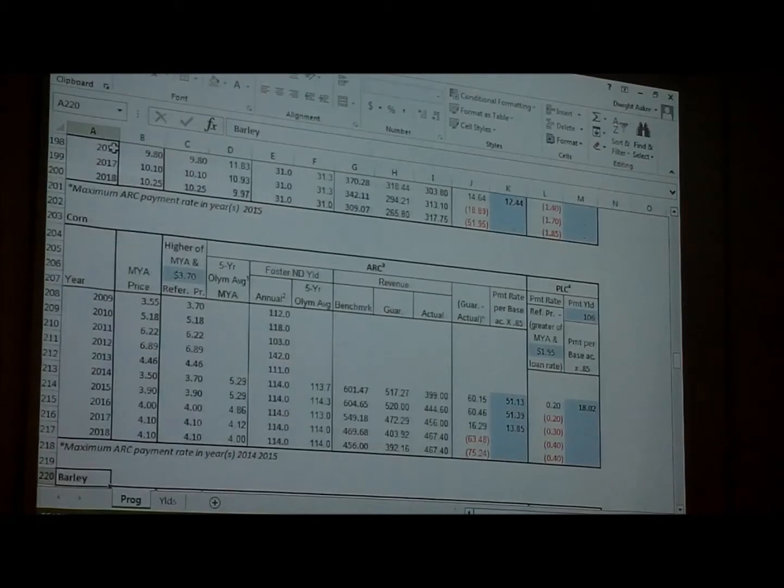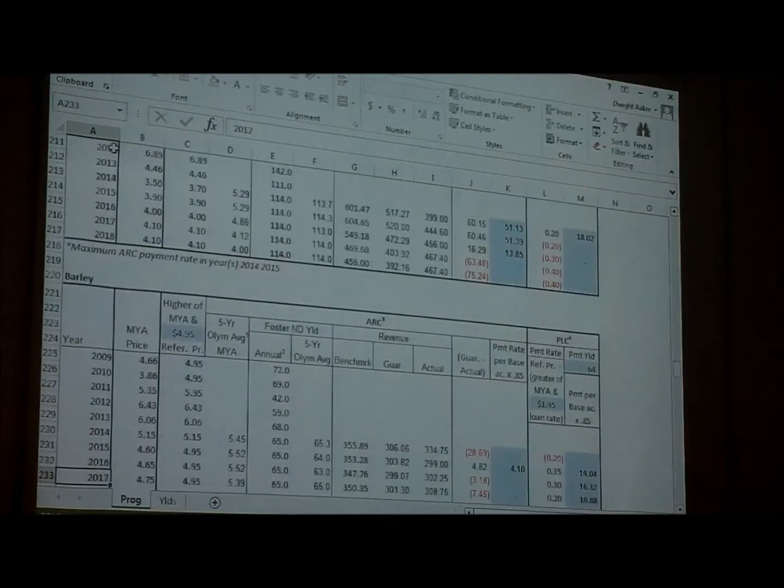And if we look at corn, a little bit of a PLC payment this year, but the maximum payment available in 2014 and 15 would be the projection with an average yield for corn for this year and next year. Then it drops off dramatically in 2016, no ARC payments the last 2 years. And you can see it's a maximum payment in both 14 and 15.